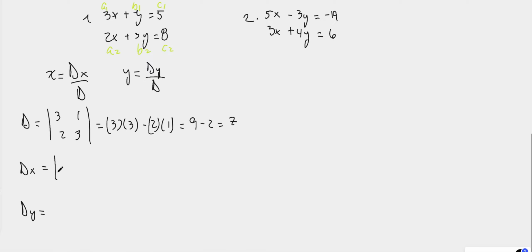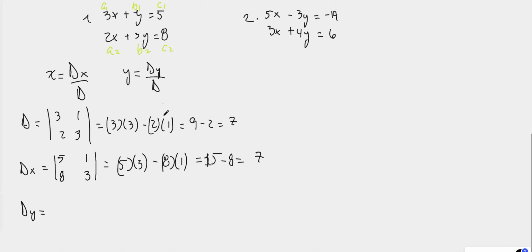Now the determinant of x, remember the formulas from the last video. The matrix is this one: 5, 8, 1, and 3. So that's equal to 5 times 3 minus 8 times 1. Well, that's 15. Oops, 15 minus 8. 3 times 5 is 15. 8 times 1 is 8. 15 minus 8 is 7.